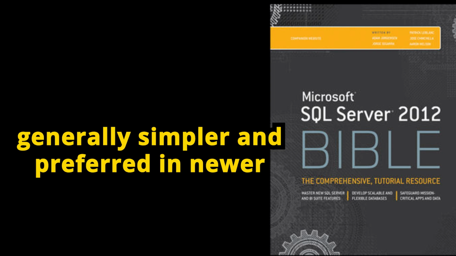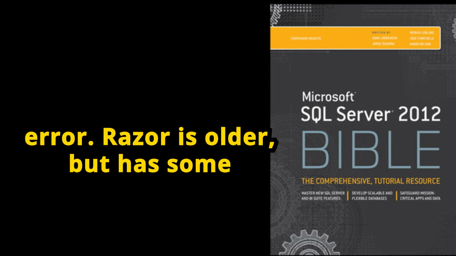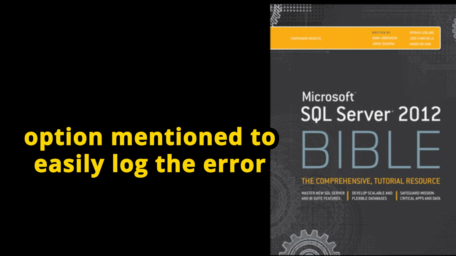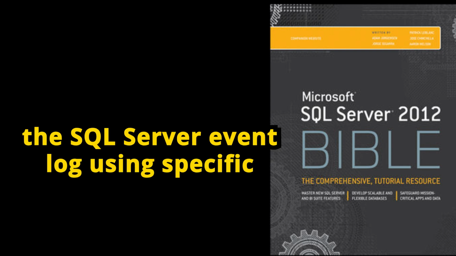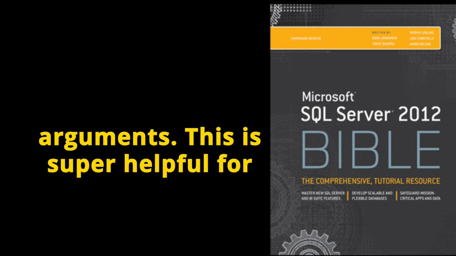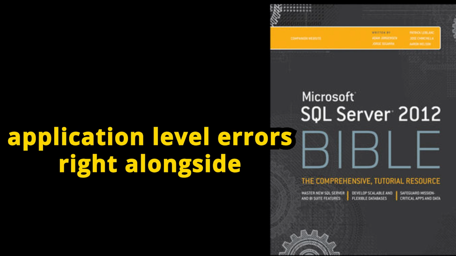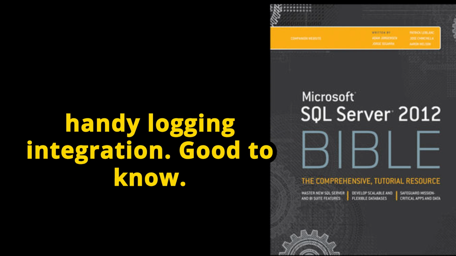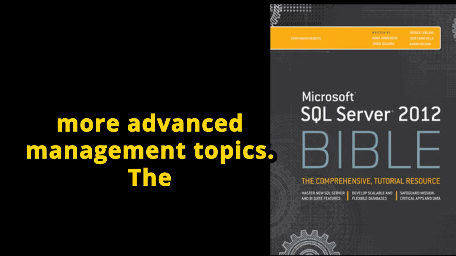Right. THROW is generally simpler and preferred in newer versions for just re-raising the original error. RAISERROR is older but has some unique capabilities, particularly the option mentioned to easily log the error to the Windows application event log and the SQL Server event log using specific arguments. This is super helpful for system administrators monitoring server health, providing clear visibility into application-level errors right alongside system events. Ah, okay, so RAISERROR has that handy logging integration. Good to know. All right, let's shift gears into some more advanced management topics.